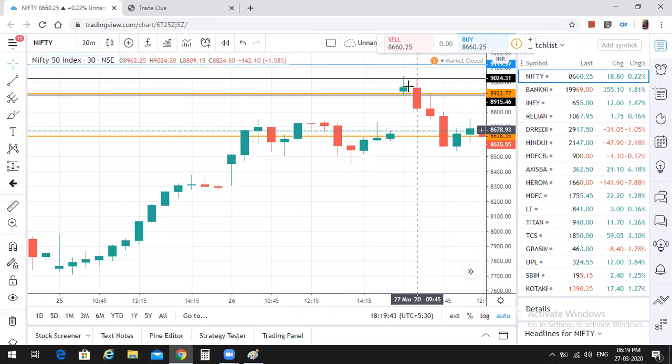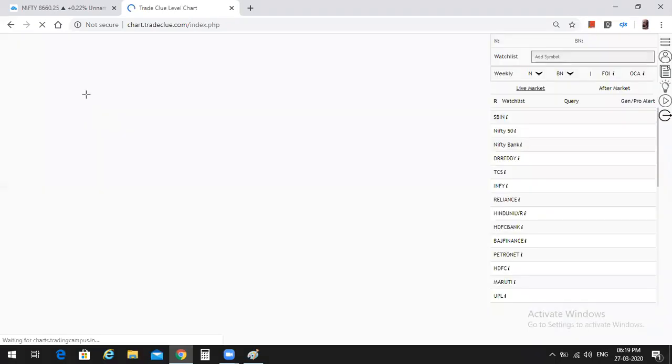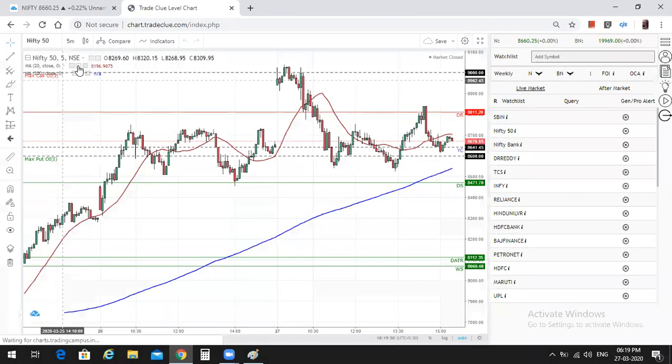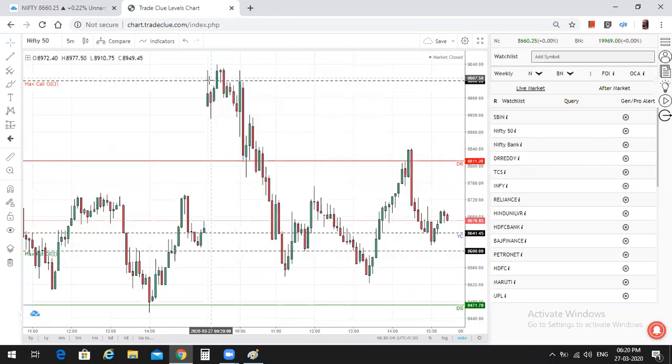So when I go to TradeClue, I see Nifty has opened with such a big gap up. When we looked at the gap theory, we were very clear that whenever a huge gap up happens, suddenly we come to know 9,000 is the max call away area. And when you know that this is your call away area, you will not go out and be bold enough to buy over here.